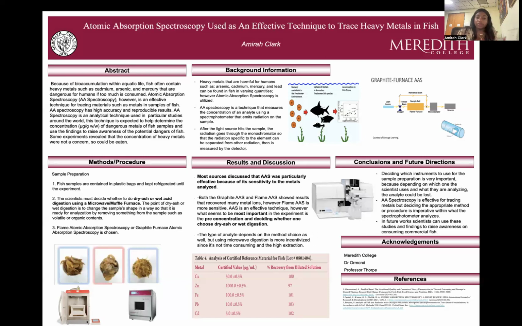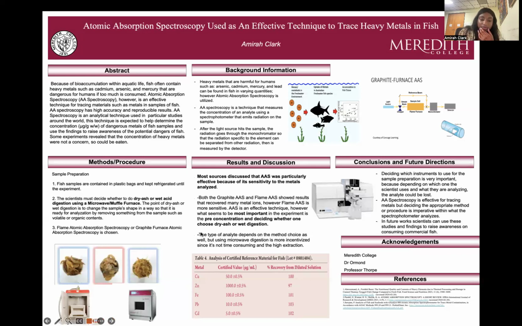but using microwave digestion is more incentivized since it's not as time consuming and has high extraction. So also deciding whether to choose the microwave or muffle furnace, because there is a big discrepancy in how long it takes.